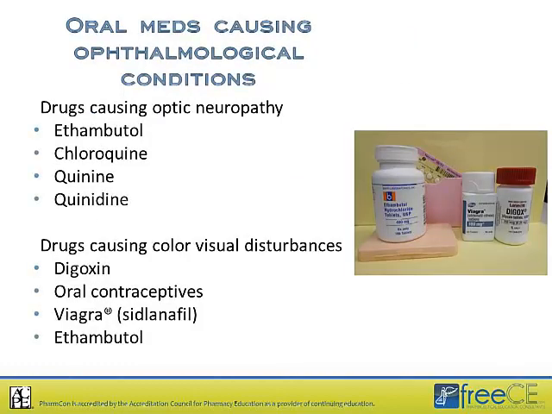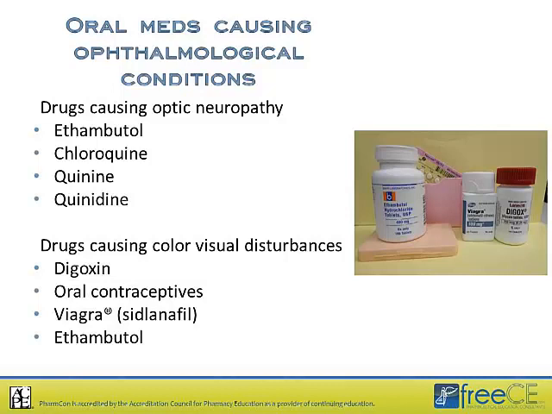We also have some oral medications that can cause optic neuropathy: ethambutol for tuberculosis, chloroquine, quinine, and quinidine can all cause optic neuropathy. We also have drugs that can cause visual disturbances. Digoxin can do it. Appetite suppression is always the first sign of digitoxicity, but the second sign would be when the patient looks at a light, they see a halo around it.